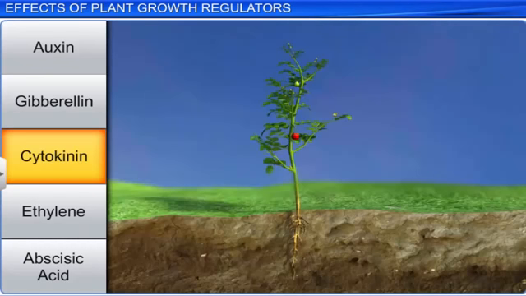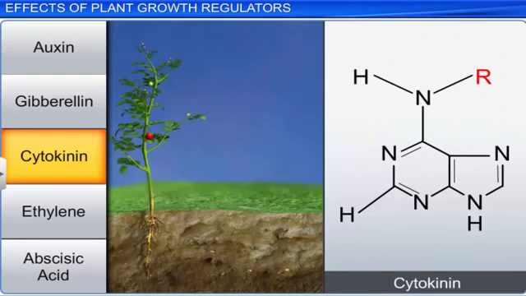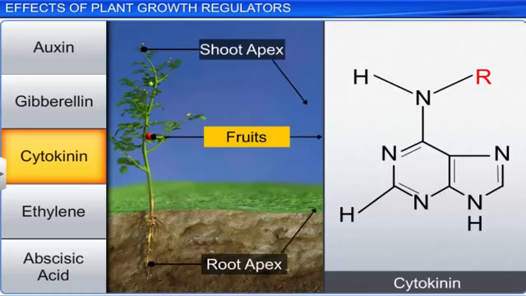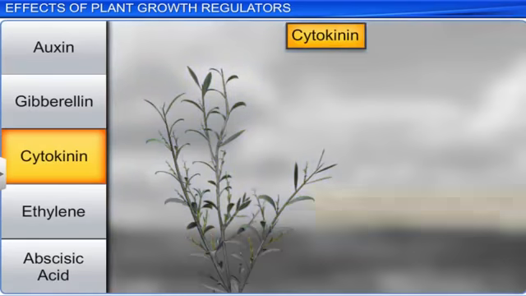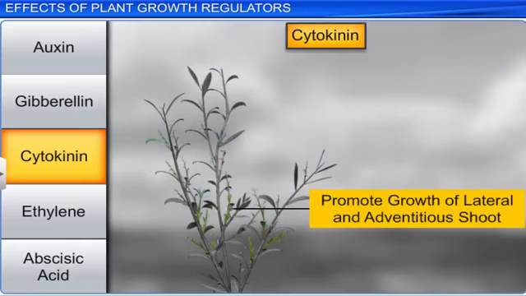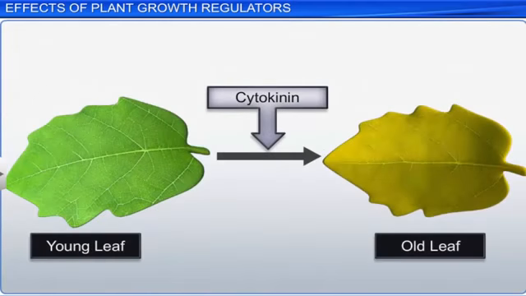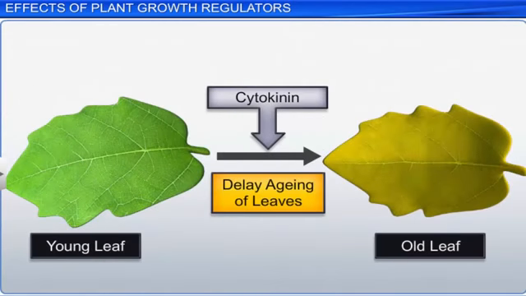And much later, naturally occurring cytokinins were identified in specific regions of plants such as the root apex, shoot apex, and fruit to promote growth. They promote the growth of lateral and adventitious shoots by preventing apical dominance. They also delay senescence or the aging of leaves.